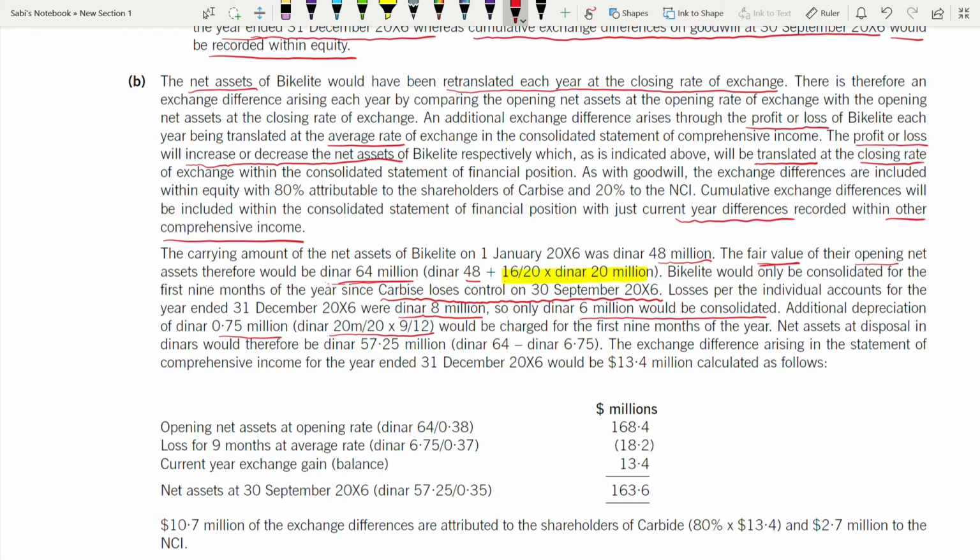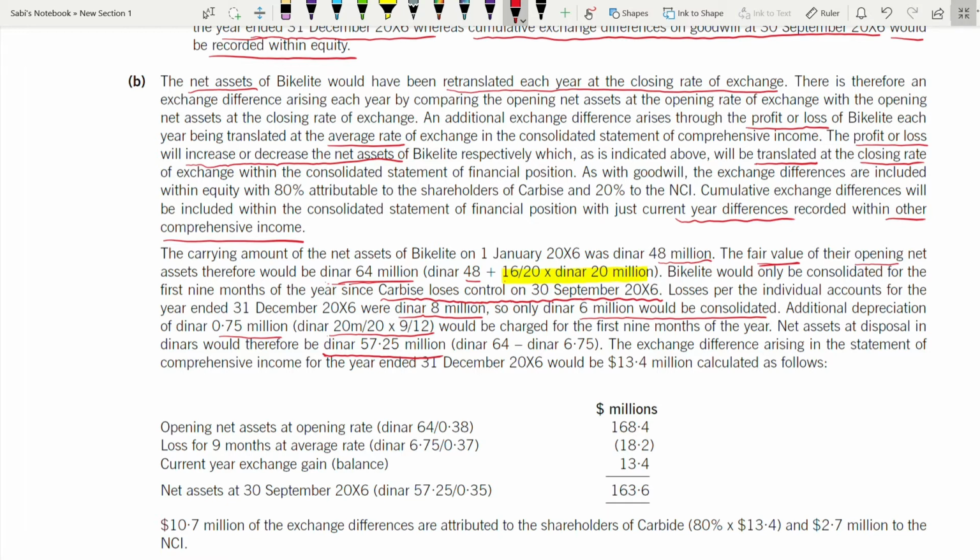So net assets at disposal in dinar would therefore be dinar. Always write the currency. If you see, they are always writing the currency before the number. Don't just write the number. It's very easy to get confused about which currency you are relating it to. I have some students who write the depreciation in one currency and net assets in some other currency. It's a very wrong thing to do. You have to keep this in mind, right?